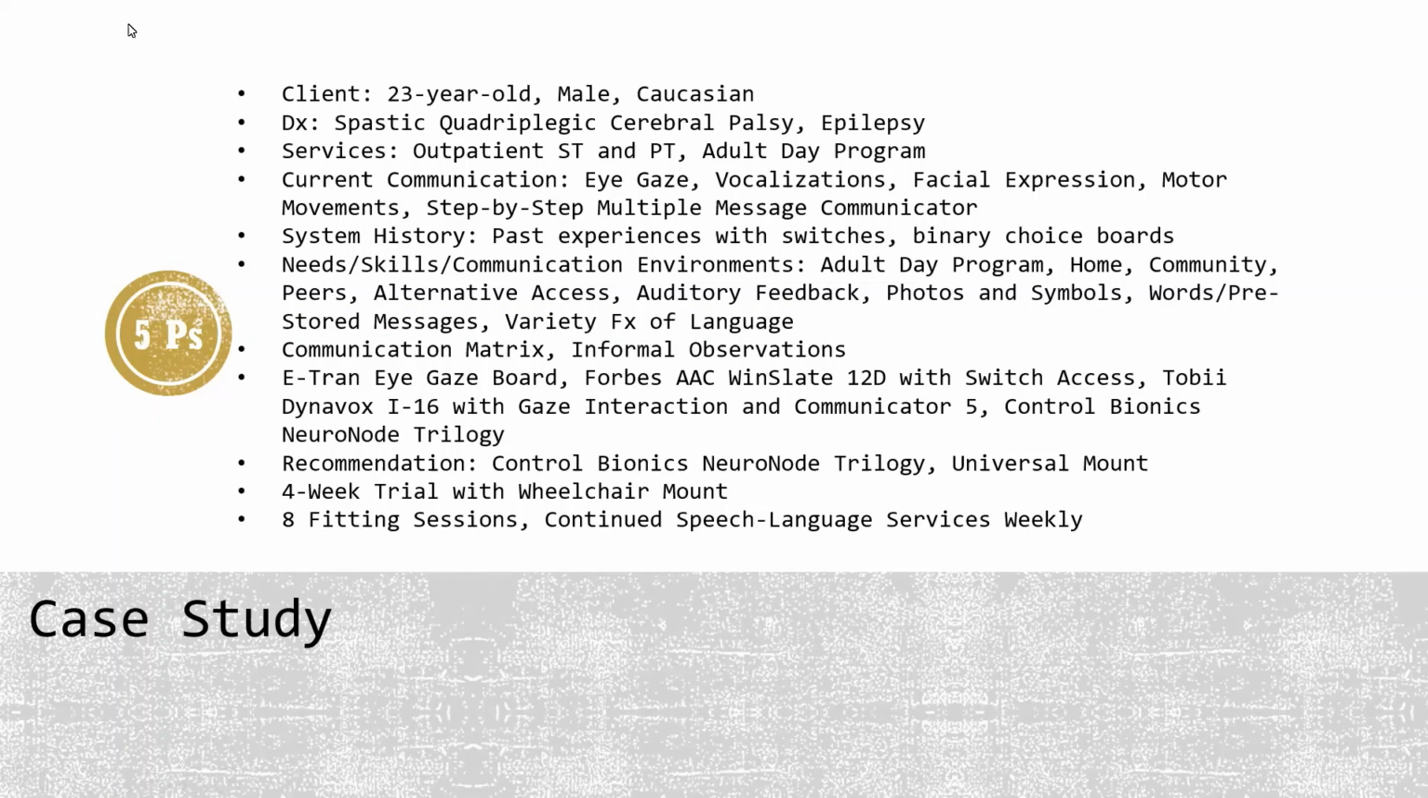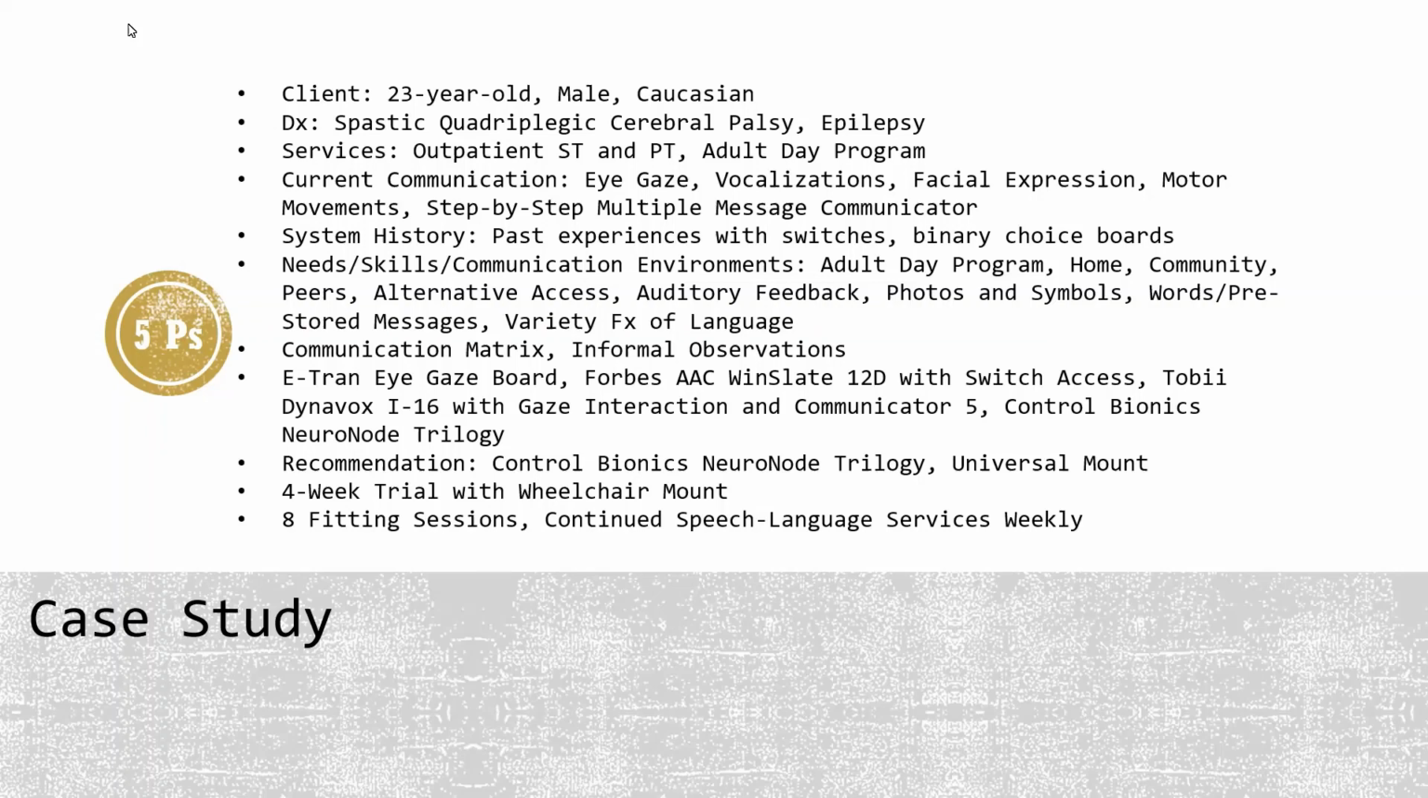So then we tried the Control Bionics NeuroNode Trilogy, and this was really fantastic because this system is called the Trilogy because it provides 3 different modes of access. So eye gaze, touch, and then EMG or spatial control 3D.